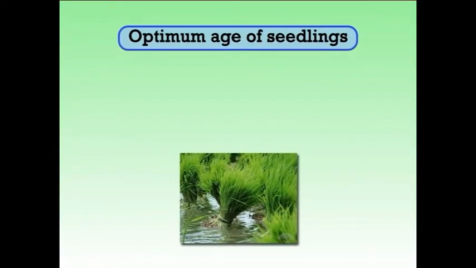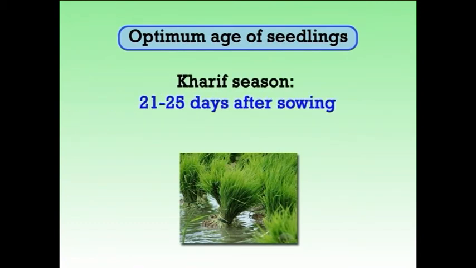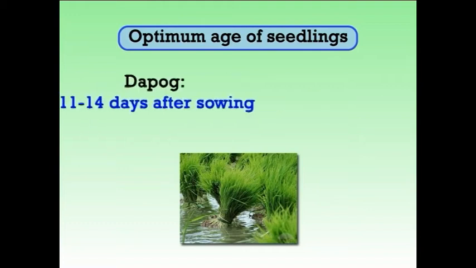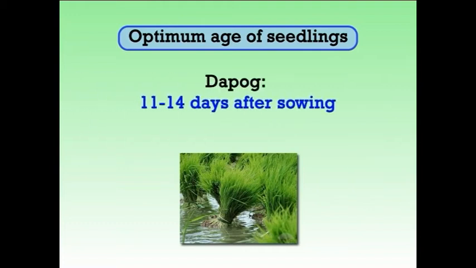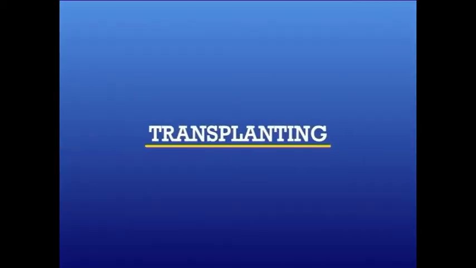Now let's see about the optimum age of seedlings. During Kharif season, 21 to 25 days after sowing. During Rabi season, 30 to 35 days after sowing. In case of SRI, 10 to 12 days after sowing. In case of the depot method, 11 to 14 days after sowing, and in dry areas 30 to 35 days after sowing. Next, we will discuss transplanting.